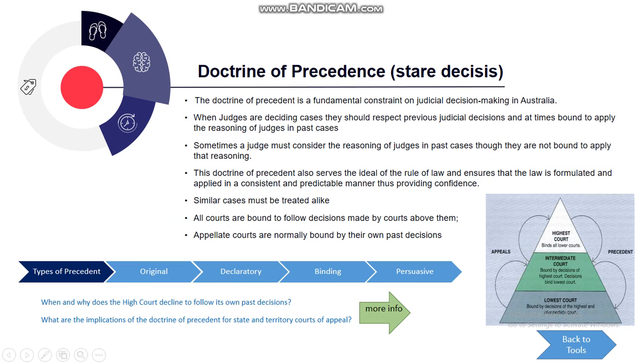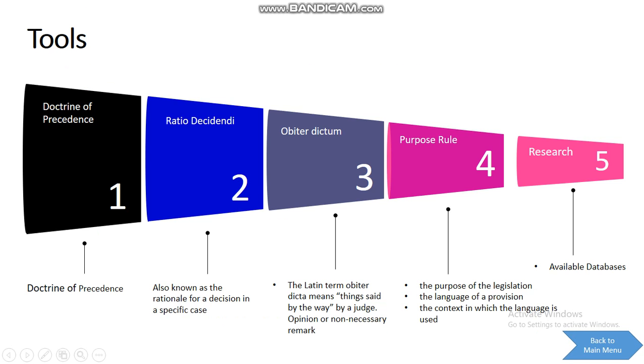The doctrine of precedence gives further details about what the doctrine of precedence is and the fundamental constraints of judicial decision making in Australia. It also gives you a triangle, a hierarchy of lowest courts and intermediate courts, and also talks about the types of precedents: original, declaratory, binding, and persuasive. We go back to the tools.